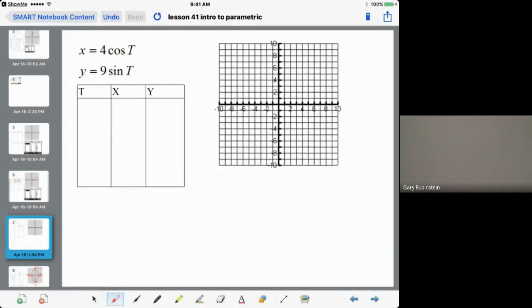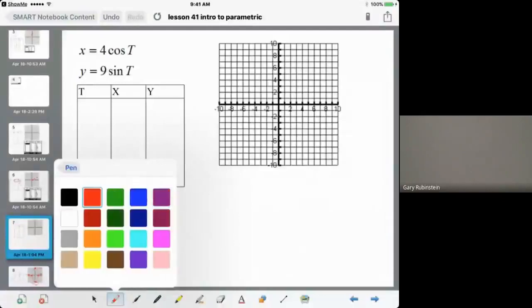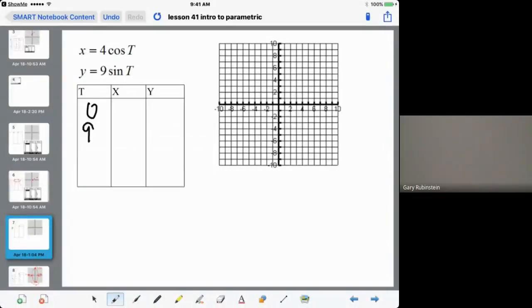Now, here's an interesting thing that happens a lot. Often in parametric equations, there are sines and cosines involved. And when this happens, it's useful to make t multiples of 90. And look what happens. 4 cosine 0 is 1, so this is 4. Cosine 90 is 0, so that's 0. Cosine of 180 is negative 1, so that's negative 4. Cosine of 270 is 0. Sine of 0 is 0. Sine of 90 is 1, times 9 is 9. Sine of 180 is 0. Sine of 270 is negative 1.